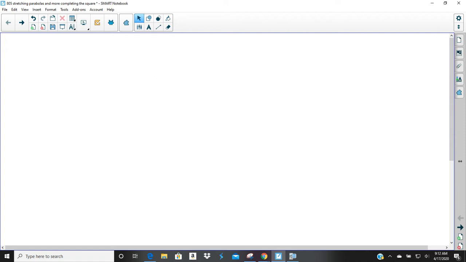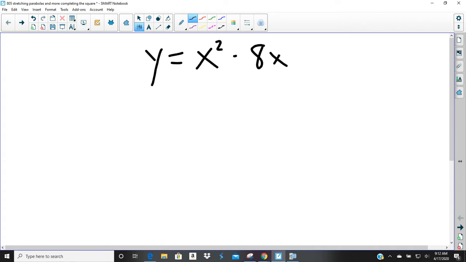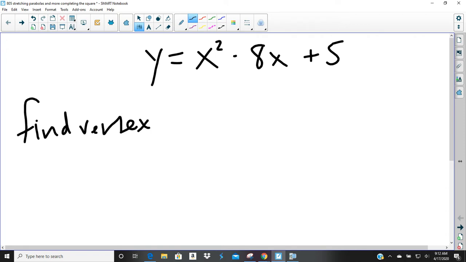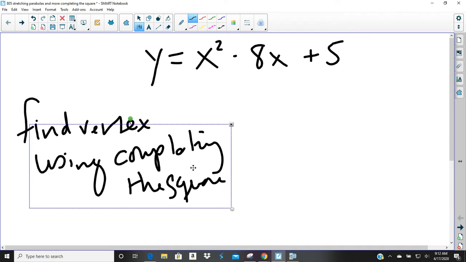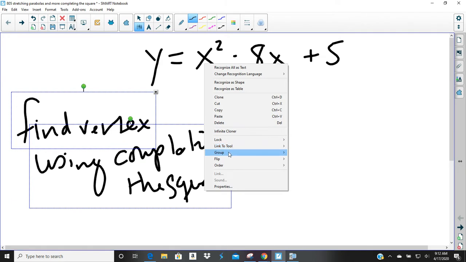Let me write up an equation, and I'd like for you guys to give this a try on your own. And my question is going to be, find the vertex using completing the square. Take a moment to pause this, and let's come back to it and confirm that you are good with it. Okay, so hopefully you've had a chance to pause it, and I'm going to make this smaller so I can have room.